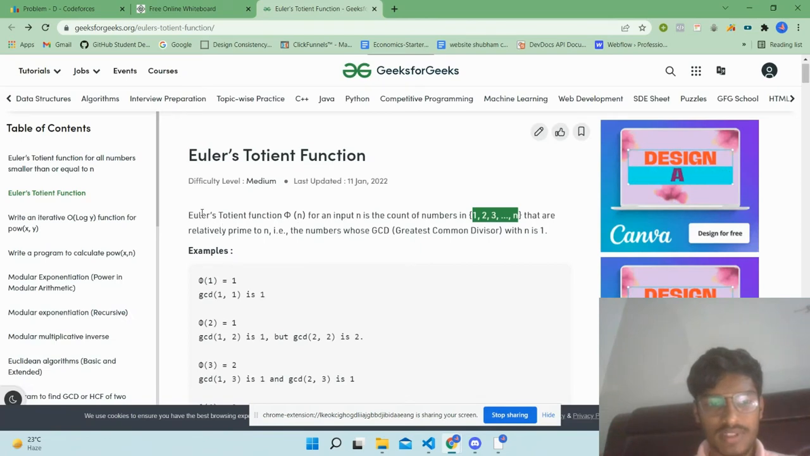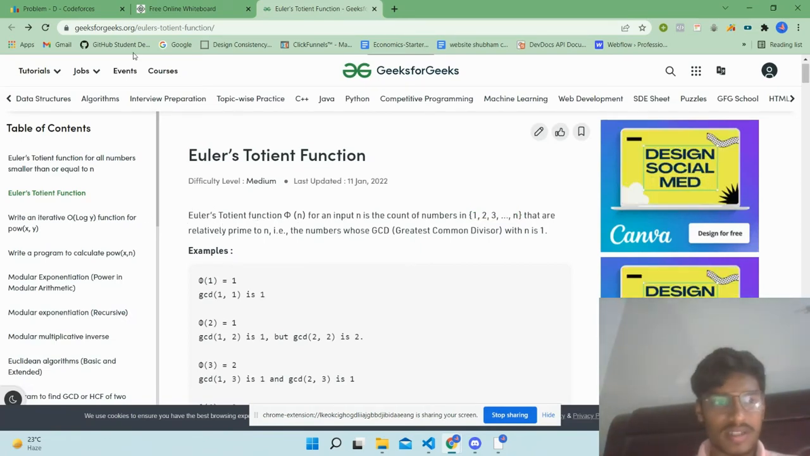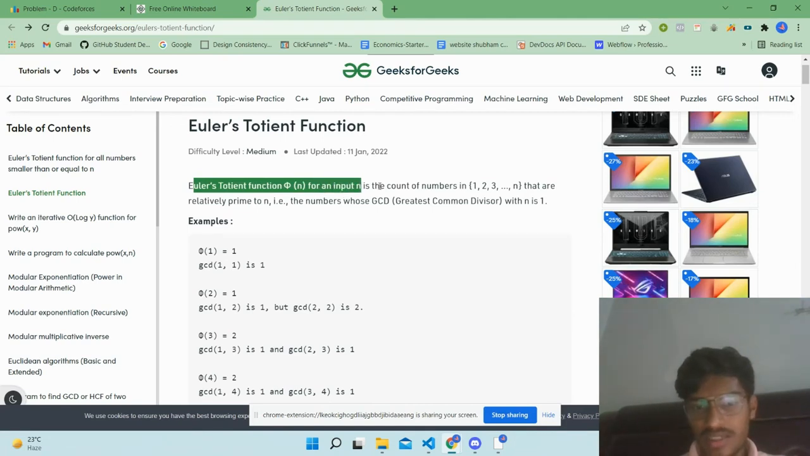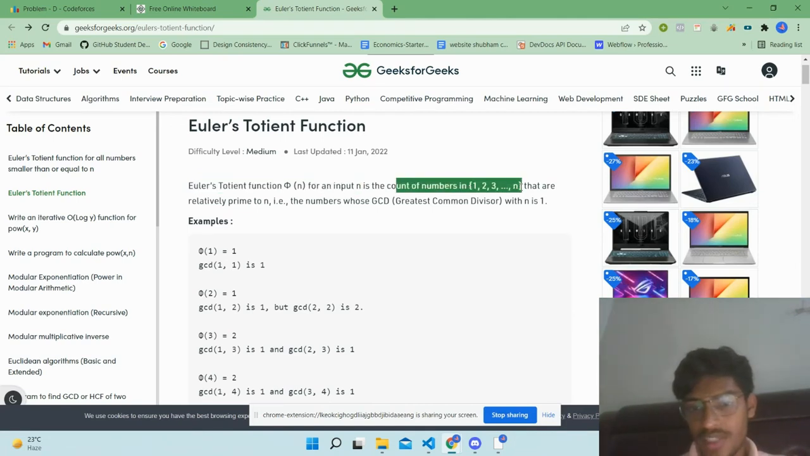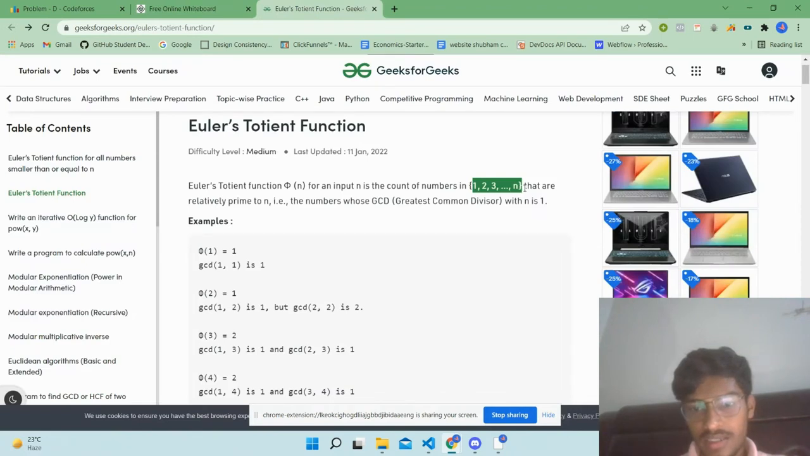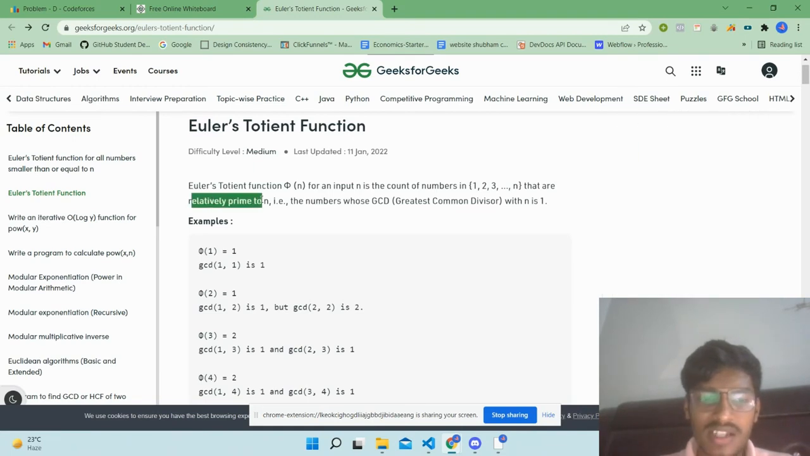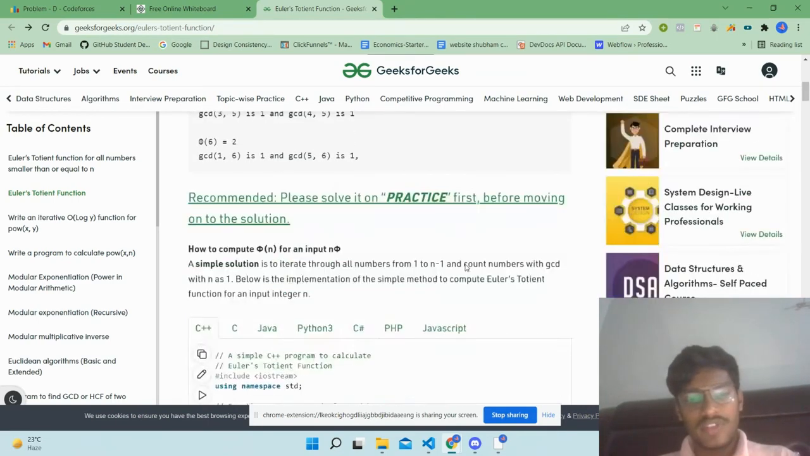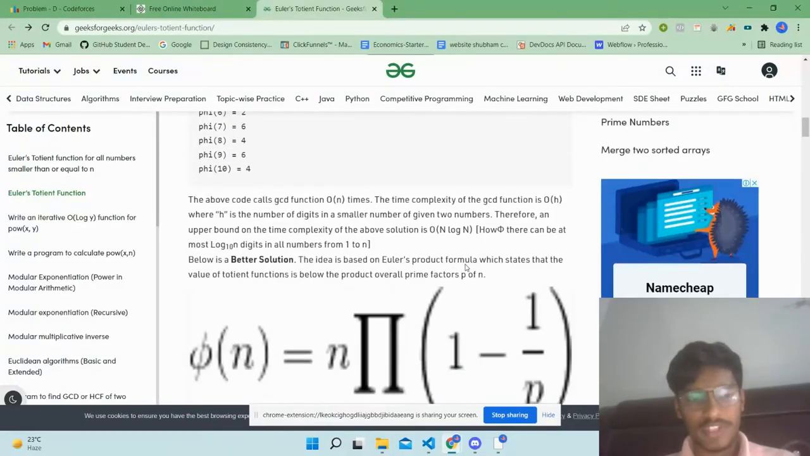Euler Totient function says that, I will open the GeeksforGeeks site for the Euler Totient function, and from there I will explain. See, the Euler Totient function for an input n is the count of numbers in 1 to n. We previously applied the Euclid theorem to make sure that our first number is from 1 to n, which we have already done. So we can use the Euler Totient function over there. It's the count of numbers in 1 to n that are relatively co-prime. And what does relatively co-prime mean? Simply their GCD is 1. Okay, so you can straight away use that theorem, and we need not prove it.